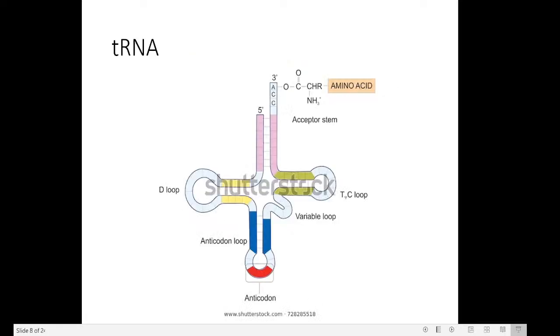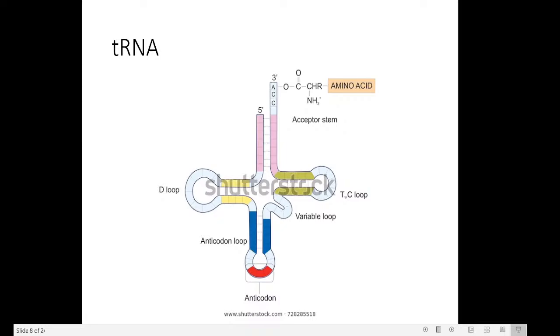Next is structure. It is a very important, basic thing. The structure of tRNA is very important in genetic engineering, molecular engineering, everywhere. Understanding the tRNA structure is the most helpful thing in genetic studies.